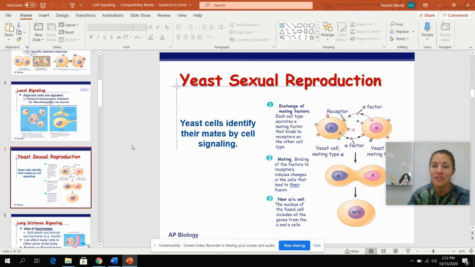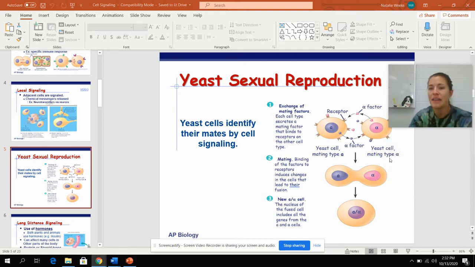So we have a male yeast, or a yeast of mating type A, and then a yeast of mating type alpha. So we have a typical male and a typical female. One will release an alpha factor that gets received onto the A-type cell. The A-type cell will release a factor that connects with the alpha cell, and then they connect together, fall in love, and then they have a new A alpha cell.